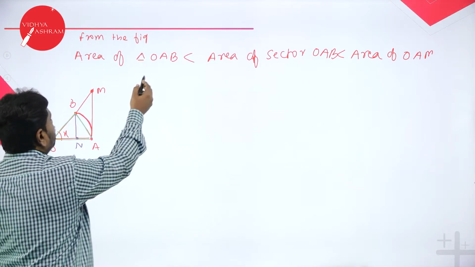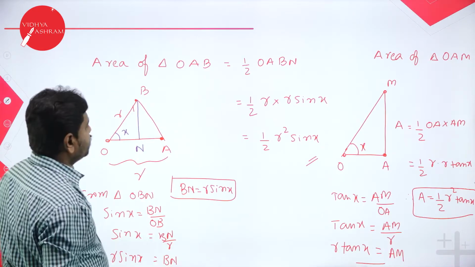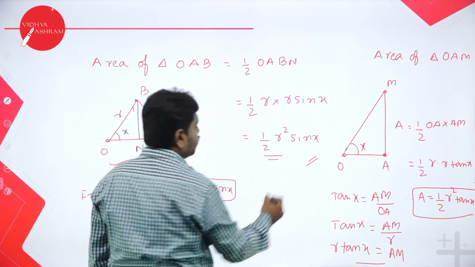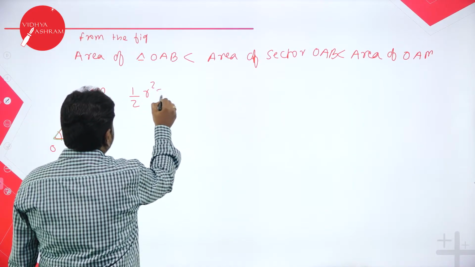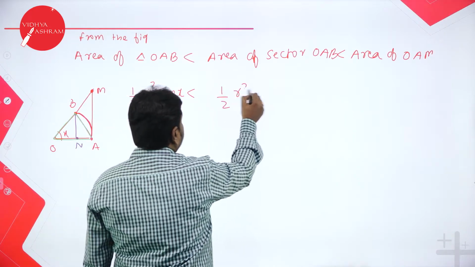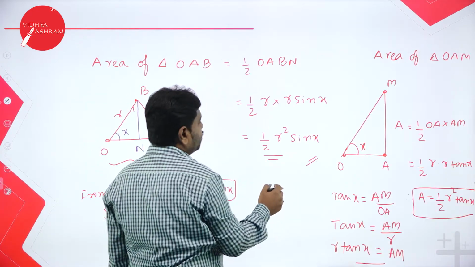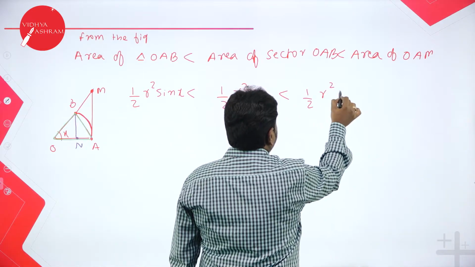What are the values? What is the area of the smaller triangle OAB? Half r square sin x. So half r square sin x is less than the area of the sector. The area of the sector is half r square x, which in turn is less than the area of the bigger triangle, half r square tan x.